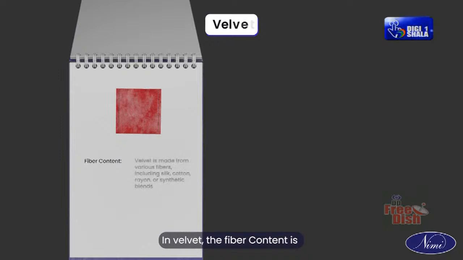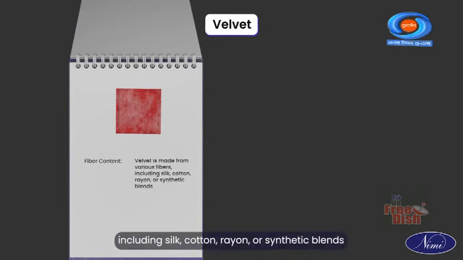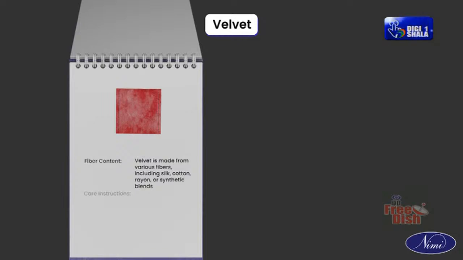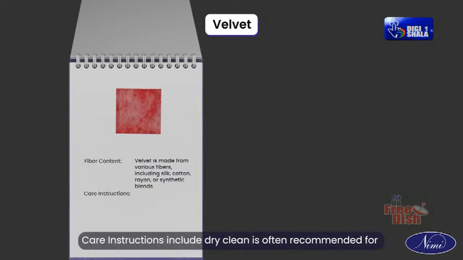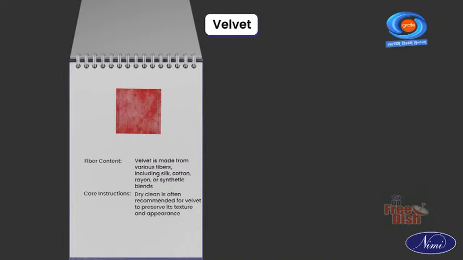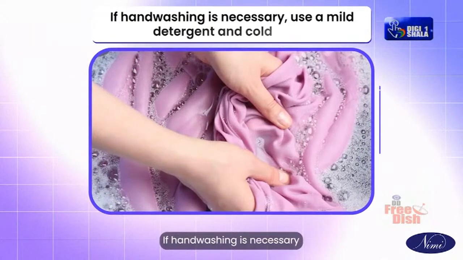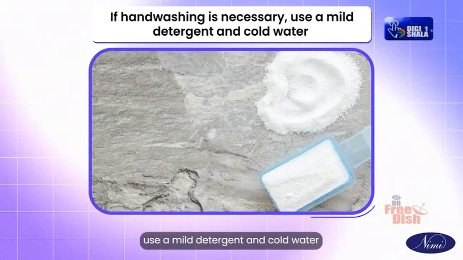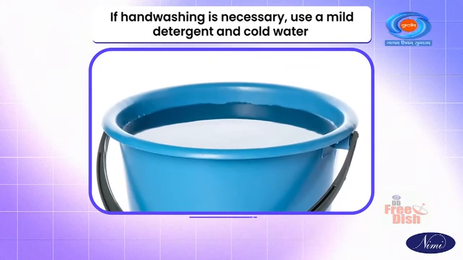In velvet, the fiber content is velvet made from various fibers, including silk, cotton, rayon, or synthetic blends. Care instructions include dry clean is often recommended for velvet to preserve its texture and appearance. If hand washing is necessary, use a mild detergent and cold water.